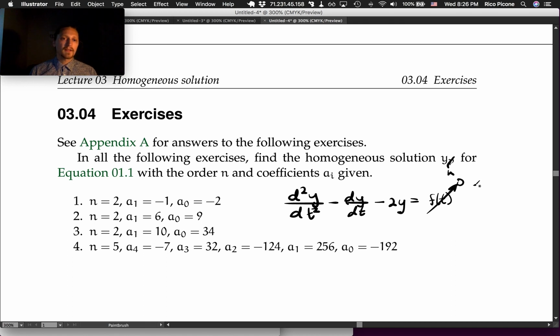Okay? So that's the first one, and then the rest of these you can do on your own. Not just write the equation, of course, now we want to find the homogeneous solution. So the answers are in the back, and best of luck to you. All right, cheers.